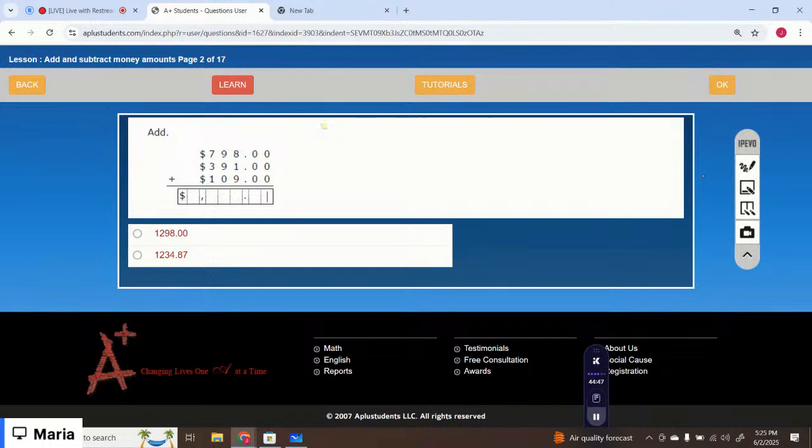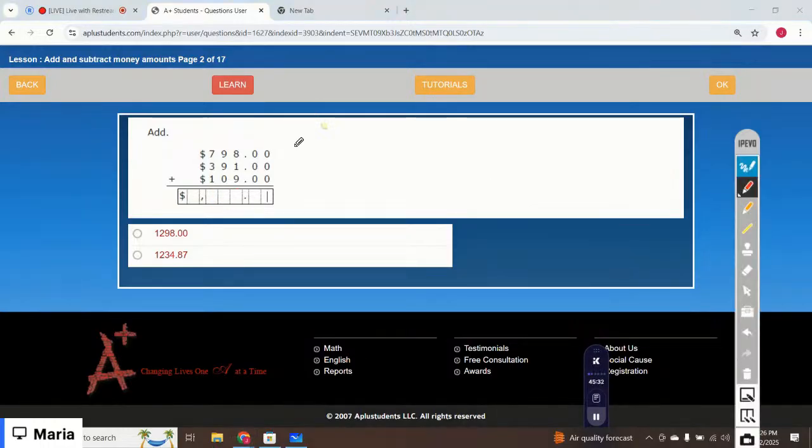Okay, the next one is 798 plus 391 plus 109. So which is the correct option? Start adding from the ones digit. So that is 9, 8 and 1, 9 and 9, 18, right? 8 and 2, 10, 9 and 9, 19, right? 9 and carry 1, 7, 8, 9, 10, 11, and 12.